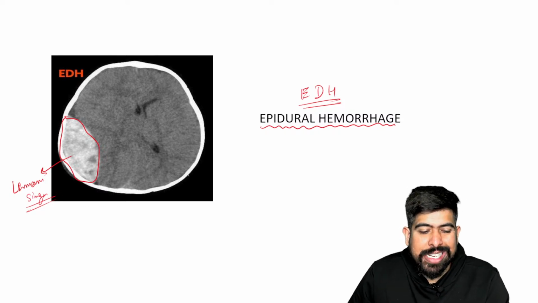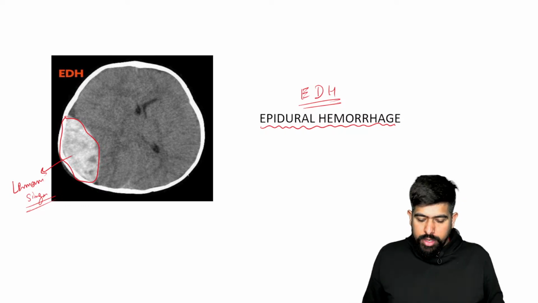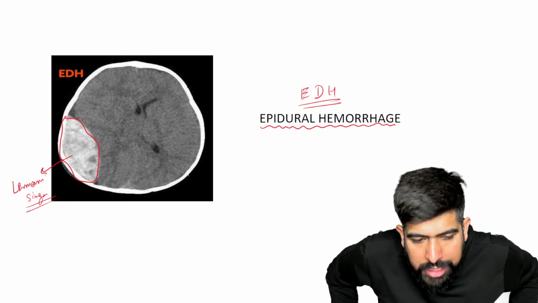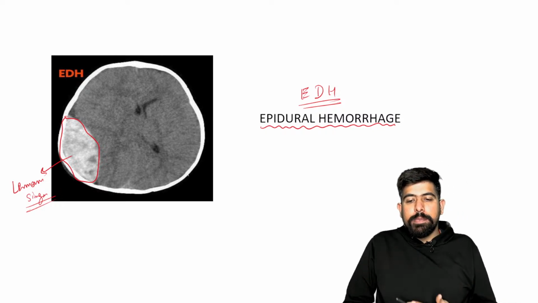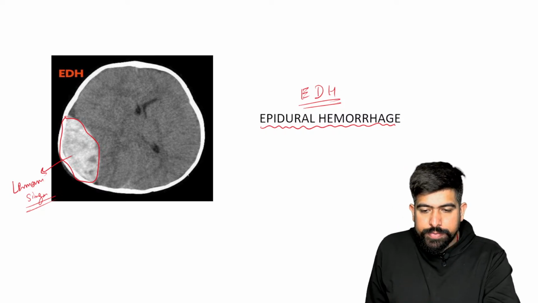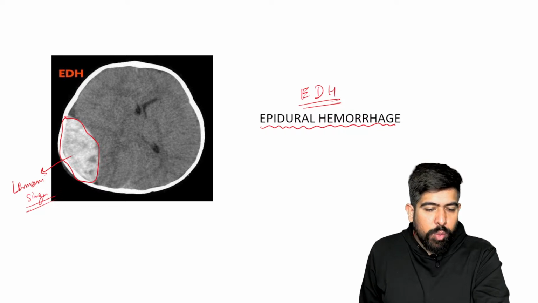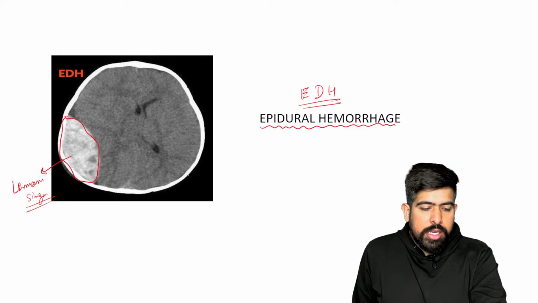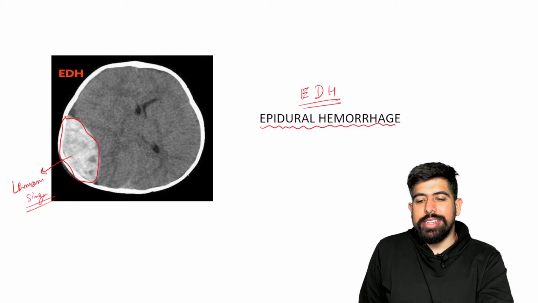Guys, please tell me, what is the classical clinical feature of EDH? Can you tell me about the clinical features of EDH? Do you know about it? Very good, middle meningeal artery, MMA, I agree with you. Guys, tell me, what is the classical clinical feature? Yes, very good. Lucid interval will be seen there.